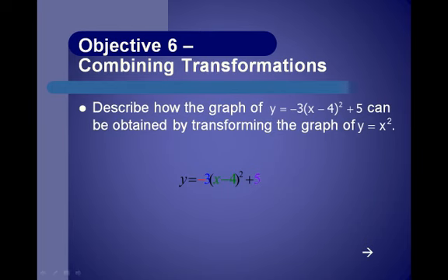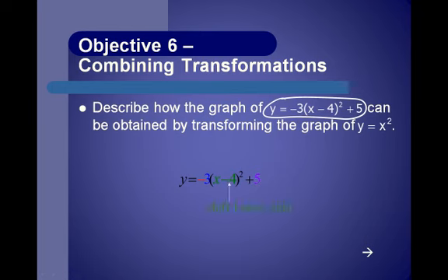So objective 6 is combining all the transformations so far. Describe how the graph of y equals negative 3 times x minus 4 squared plus 5 can be obtained by transforming the graph of y equals x squared. Now think about it. If I asked you to graph this by hand, you would probably think, oh no. But because we can transform x squared, it's not as bad as it looks.